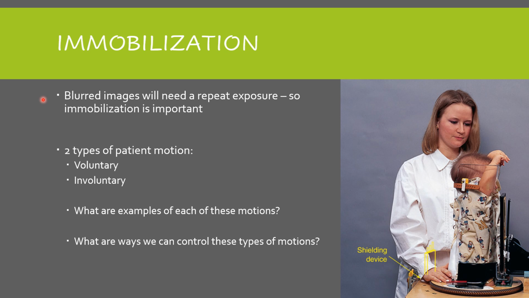Immobilization. Blurred images will need a repeat exposure, so immobilization is important. Two types of patient motion are voluntary and involuntary. What are examples of each motion? What are ways we can control these types of motions? So voluntary motion is when the patient physically, consciously moves. Involuntary motion would be like Tourette's syndrome, where someone has a tic, or peristalsis.